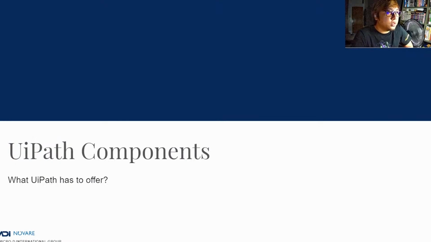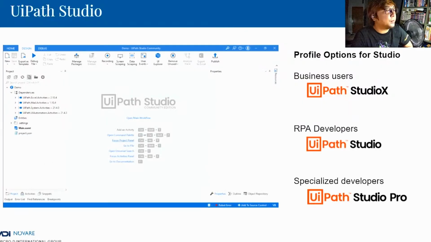So UiPath consists of three main components, which are UiPath Studio, UiPath Robots, and Orchestrator. UiPath is a highly visual, intuitive automation tool with process recorders and pre-built drag and drop activities. UiPath also offers different profile options to the users when using UiPath Studio. Here are several key differences for each profile.